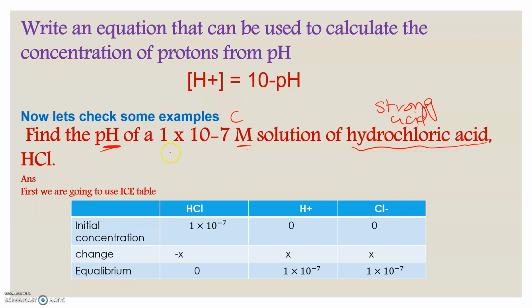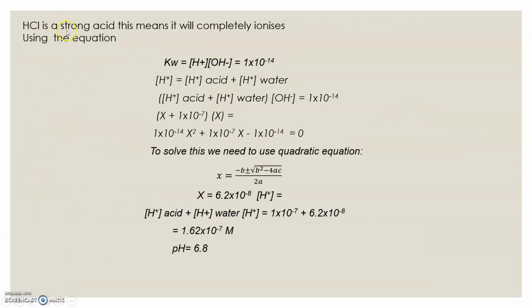In this case, the initial concentration of the acid before adding it to water is 1 times 10 to the power of minus 7. The concentration of hydrogen and chlorine ions is 0. Then as the ionization goes on, the HCl concentration decreases by X, and the same amount, X, is added to the hydrogen and chlorine. When it reaches equilibrium, because HCl is a very strong acid, it completely ionizes into hydrogen and chlorine ions, and there is no HCl left. So the concentration at equilibrium for hydrogen is 1 times 10 to the power of minus 7. See, HCl is a strong acid. This means that it completely ionizes.